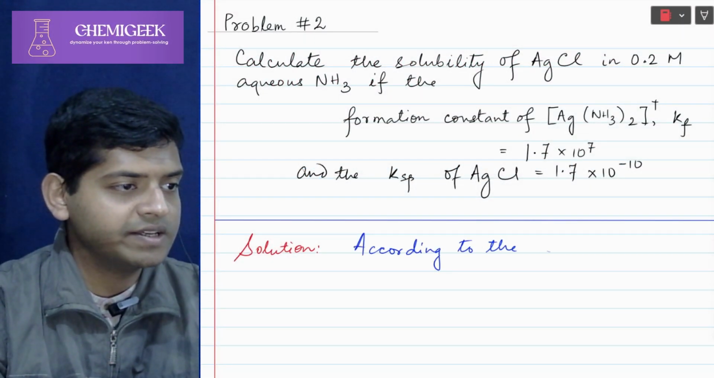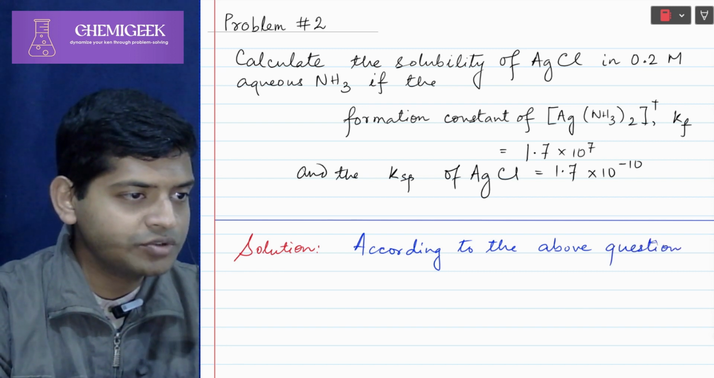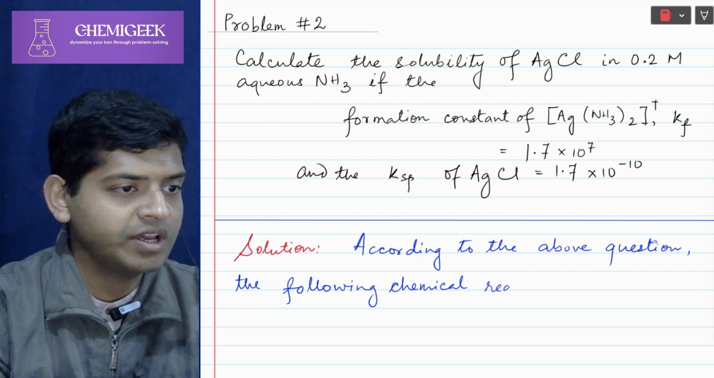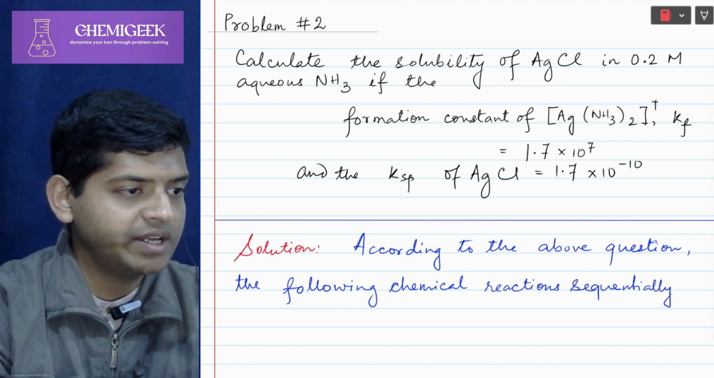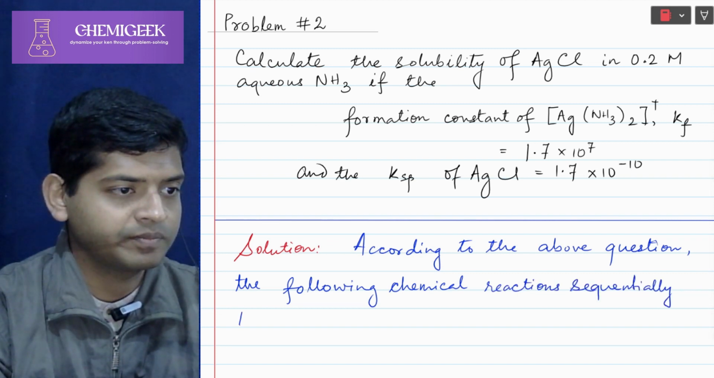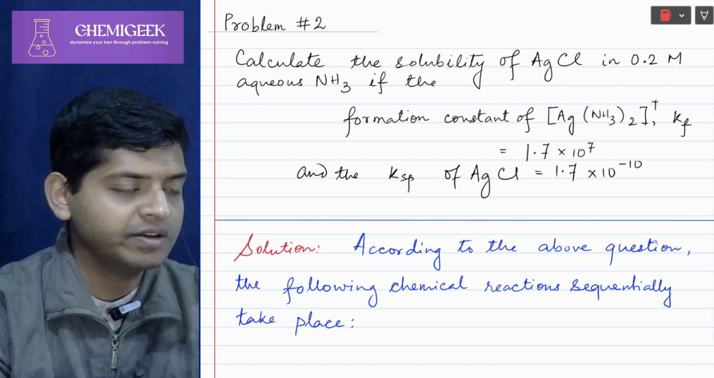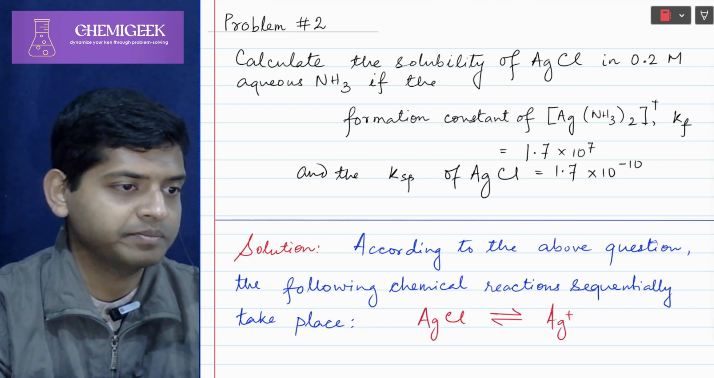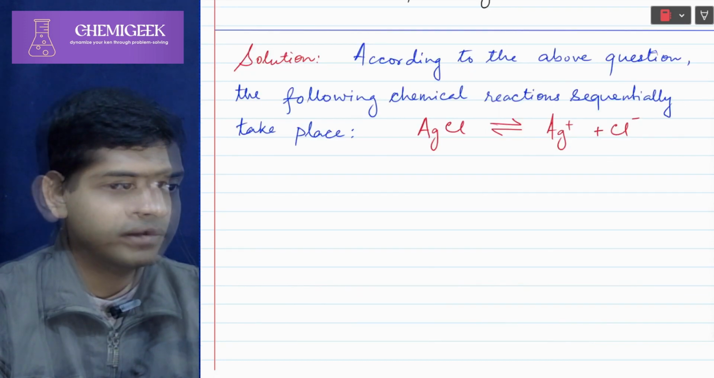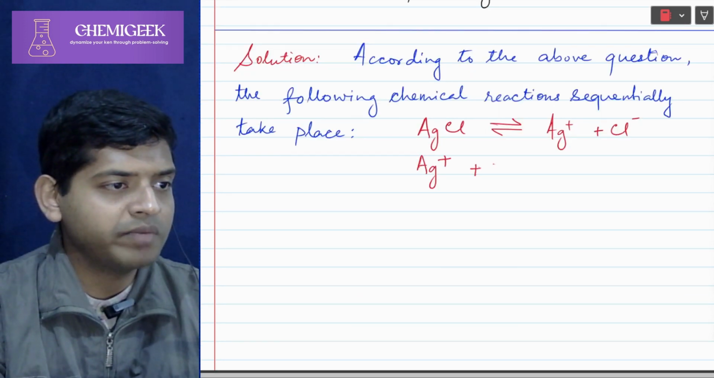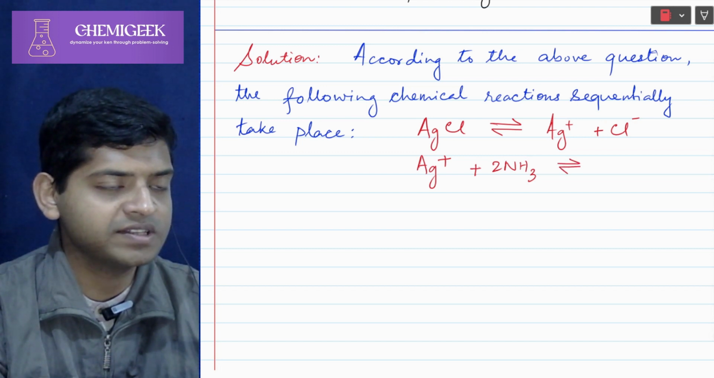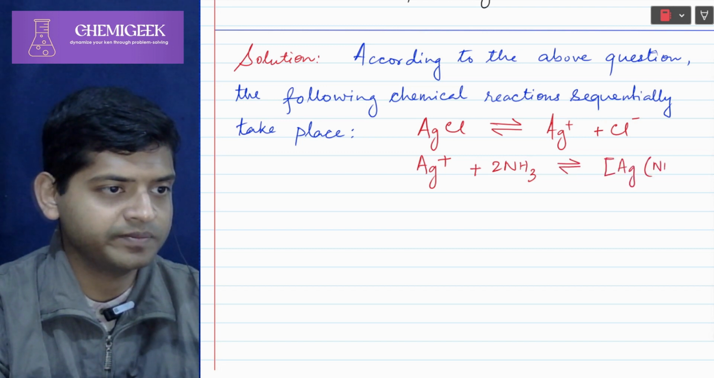So what we can write is, according to the above question, the following chemical reactions sequentially take place. Silver chloride becomes silver ion and the chloride ion. Now when silver ion combines with two ammonia molecules, it gives the silver amine complex.